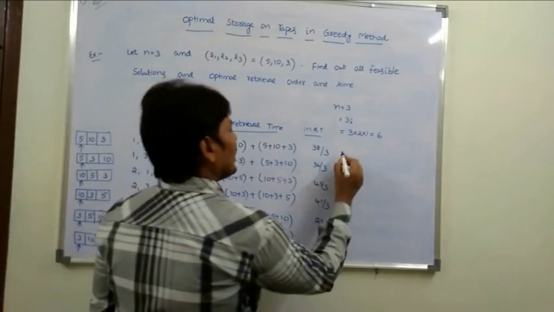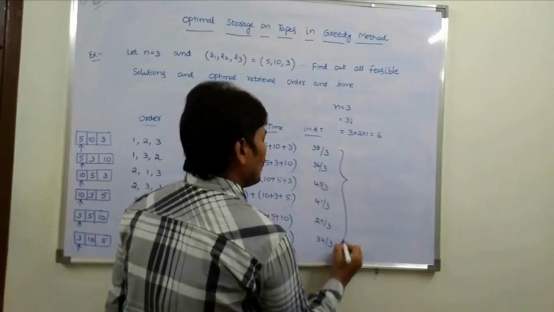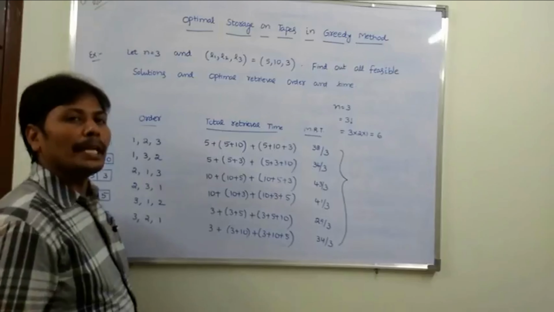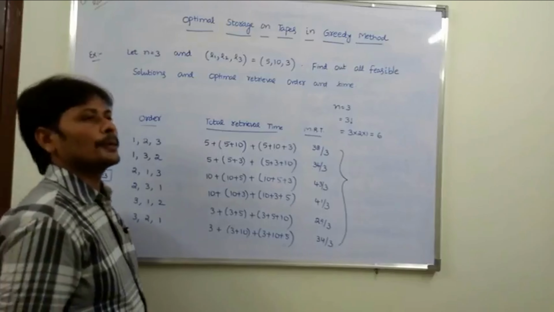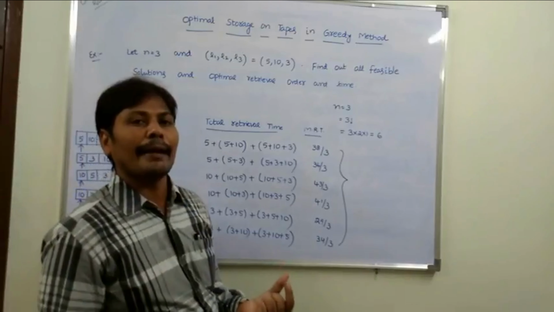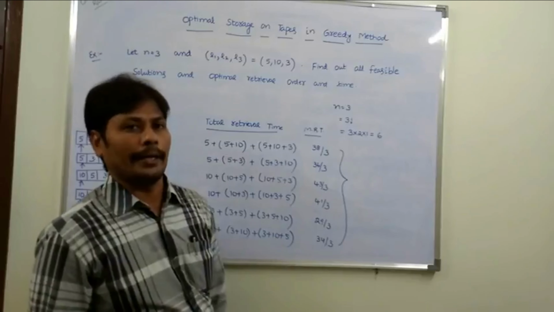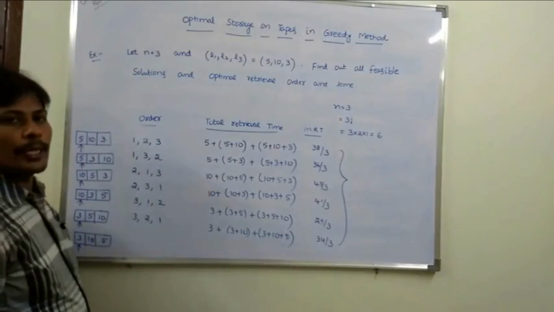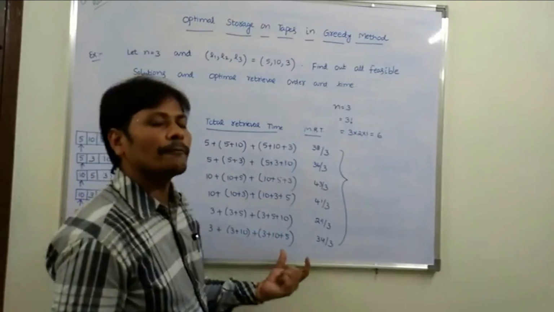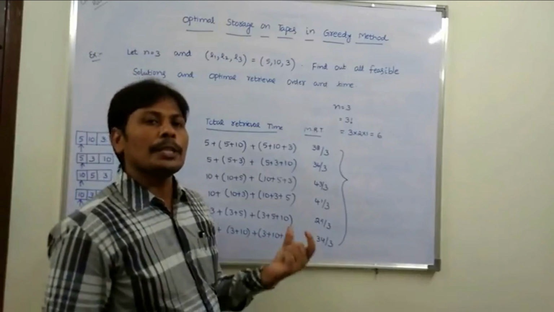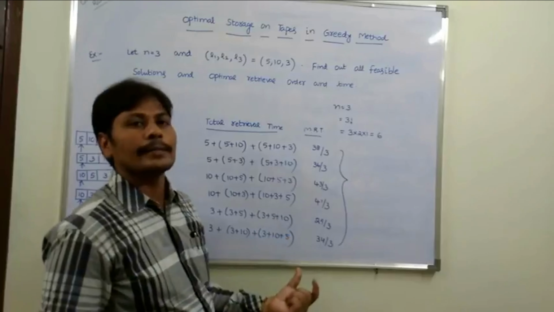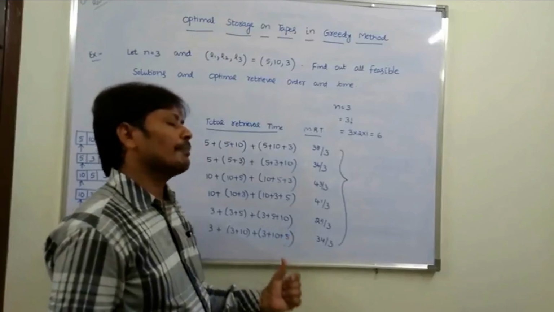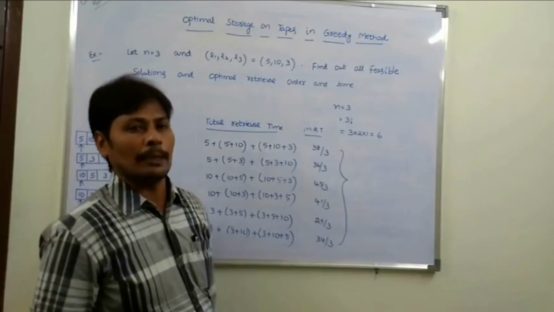So among these 6 possible ways, which order has the minimum retrieval time? That order can be treated as the optimal order. So these all are 6 feasible solutions. Among the 6 feasible solutions, which feasible solution has the minimum retrieval time? That can be treated as the optimal solution.